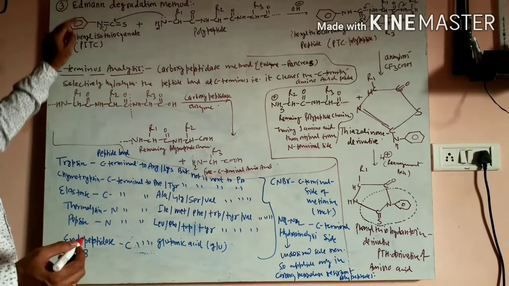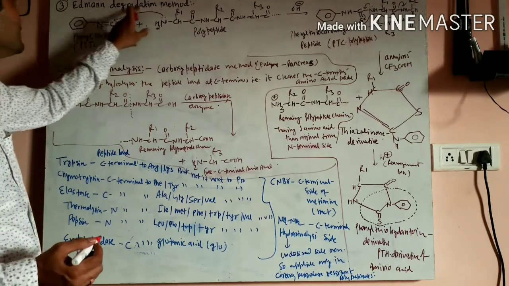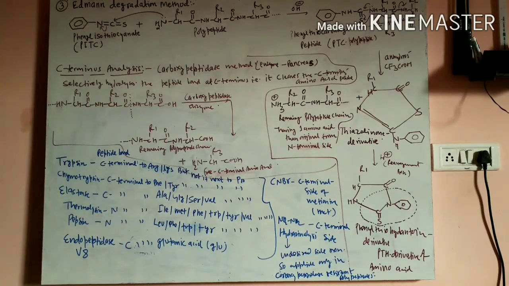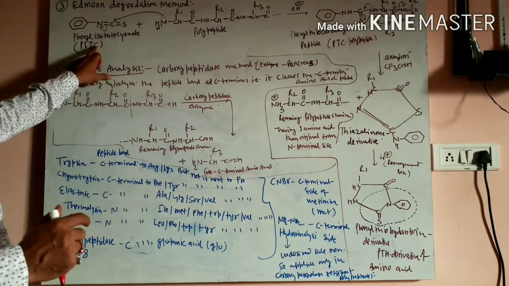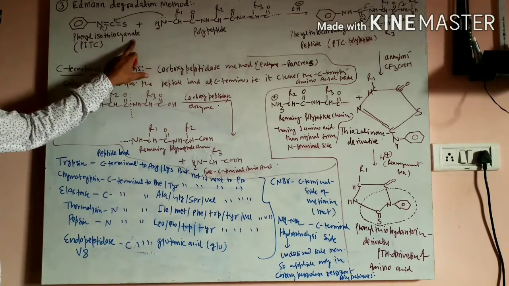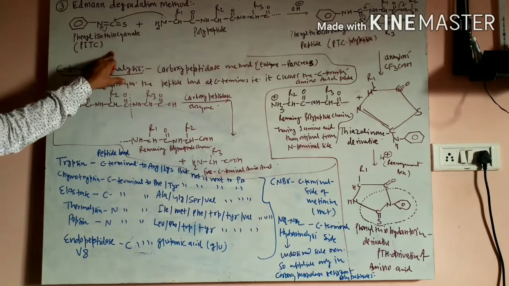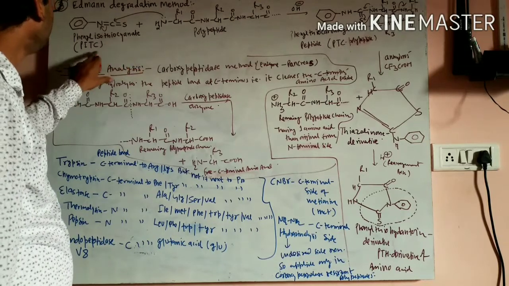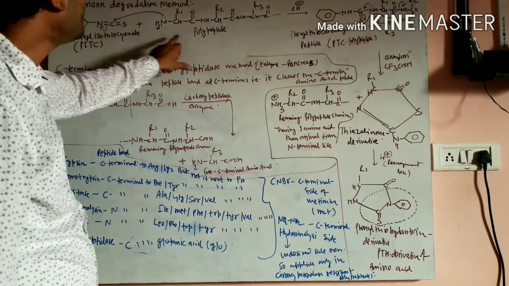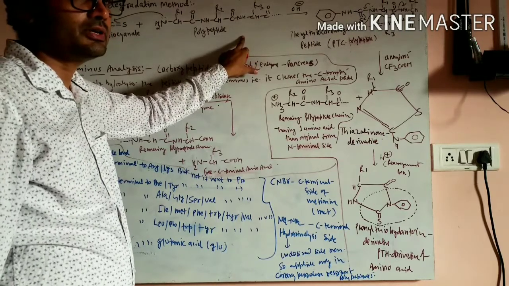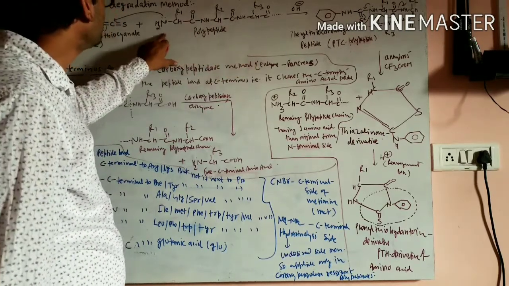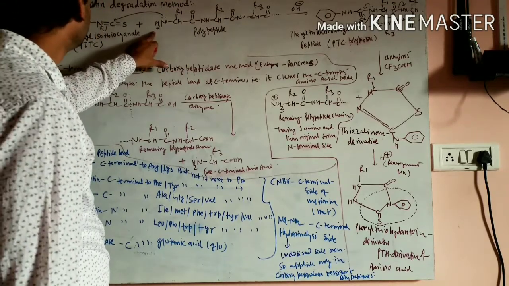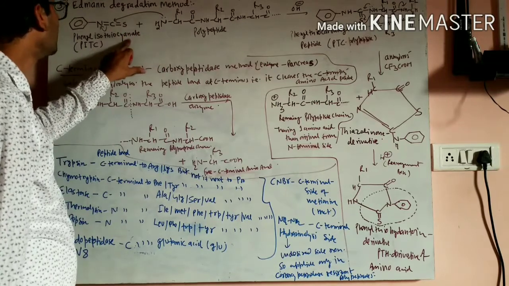Another method for N-terminal analysis is the Edman degradation method. Now, Edman degradation is a very important method. In this method, we take phenyl isothiocyanate (PITC) as a reagent, and this phenyl isothiocyanate is treated with the polypeptide. Now the amino group, which is present at the free N-terminal amino acid, will react with this phenyl isothiocyanate.